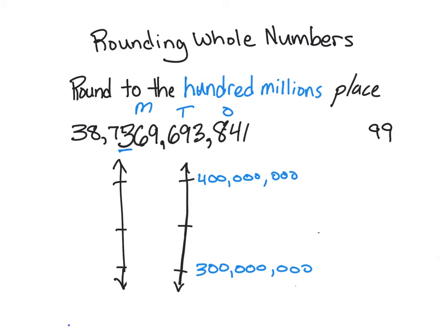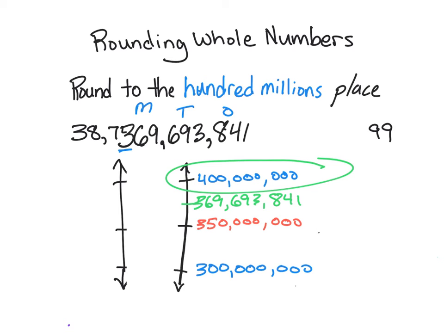Halfway between those two numbers is 350 million. So now when we look at our actual number of 369,693,841, we can determine that it is larger than 350 million. So we plug it in, 369,693,841. And we would round that number to 400 million.